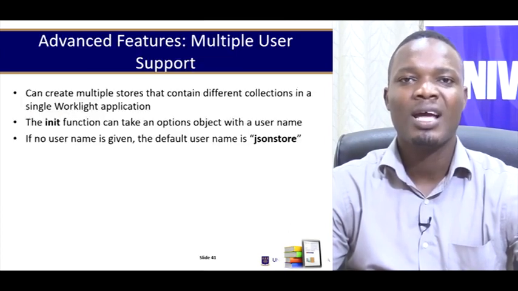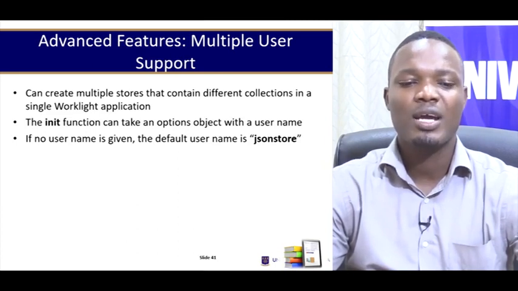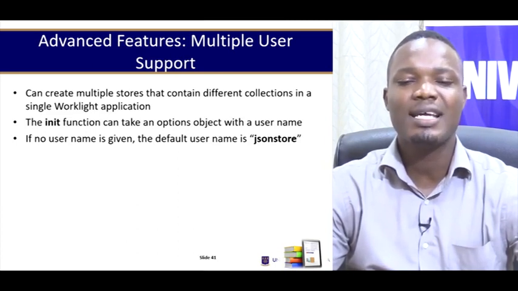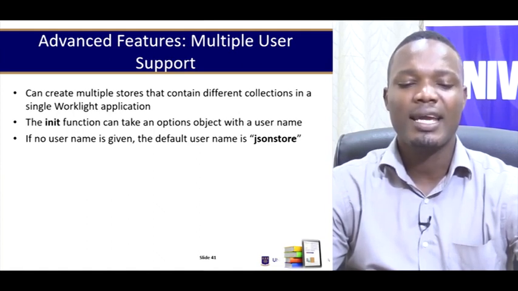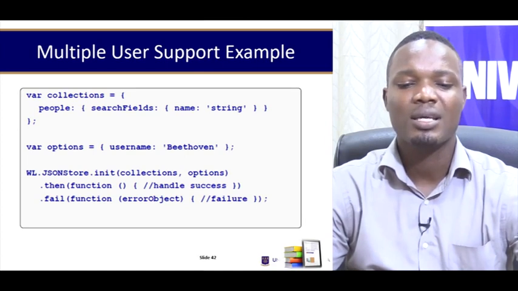Another advanced feature of the JSON store is the multiple user support. Here we can create multiple stores that contain different collections in a single Worklight application. The init function can take an options object with a username. If no username is given, the default username is JSONStore. Here also is a code snippet showing us how that can be done.